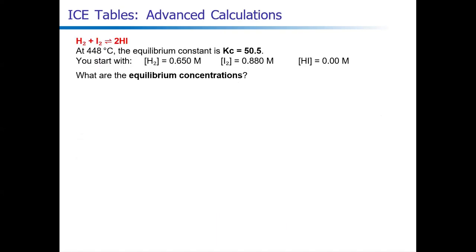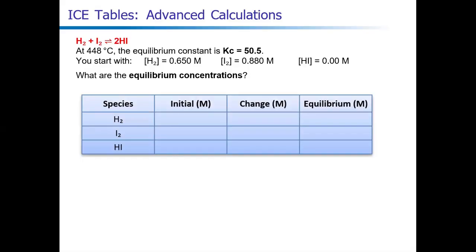Now let's step up a level and work through a problem where we're not given the equilibrium concentration. Instead, we'll have to solve for it. Looking at the reaction of hydrogen and iodine to form HI at 448 degrees Celsius, we start with 0.65 molar of hydrogen and 0.88 molar of iodine with no HI. The Kc is given as 50.5. So let's set up the ice table. We know hydrogen and iodine each decrease by x, while HI increases by 2x.